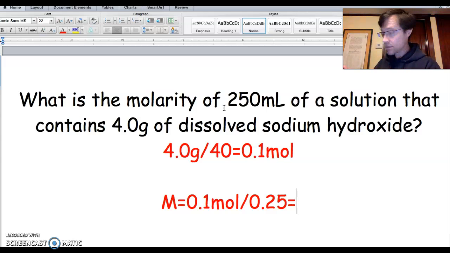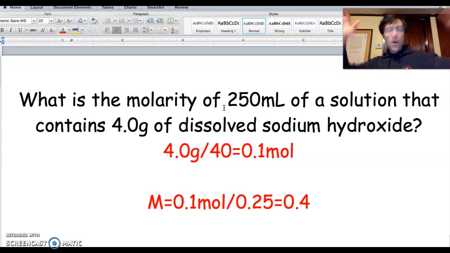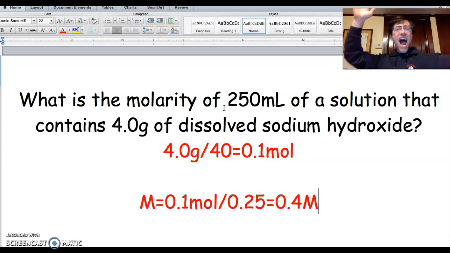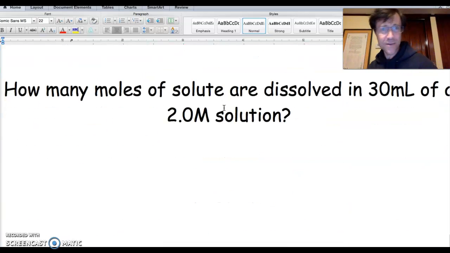We're going to go back to our little thinky brain part and do 0.1 divided by 0.25. It's amazing, isn't it? You guys are like chemists. You're doing chemistry stuff. It's amazing.